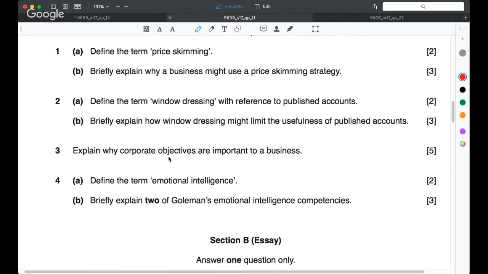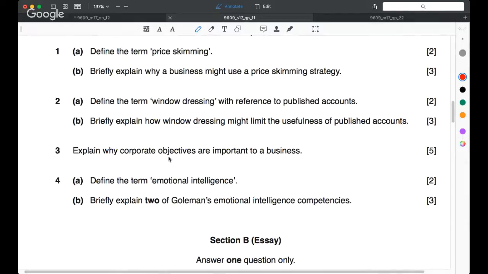Number 3, explain why corporate objectives are important to a business. Corporate objectives are related to the whole business. They're usually set by management, and they do provide focus for setting more detailed objectives for the main functions for the rest of the business.